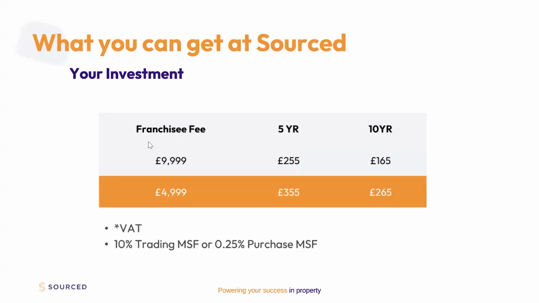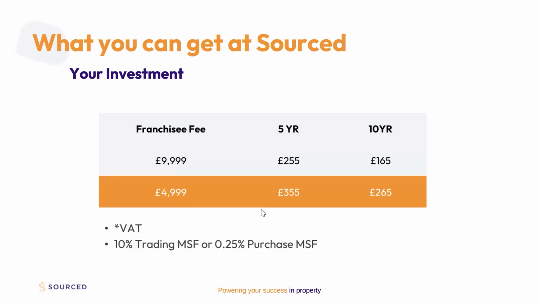The fee, you've got two choices. The fee can be £10,000 or £5,000. You can then take it over 5 years or 10 years, and you'll have a monthly recurring fee of 255 if you take it over the 5 years, or only 165 quid if you take it over 10 years. If you go for the lower purchase price, it'll be 355 over 5 years or 265 over 10 years. And VAT needs to be added to all of those figures.